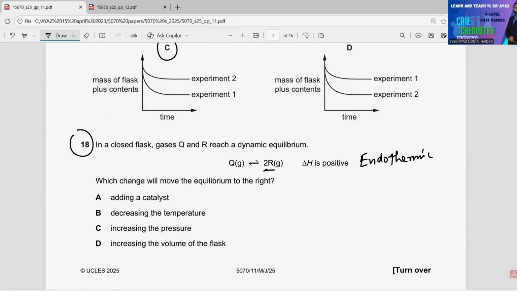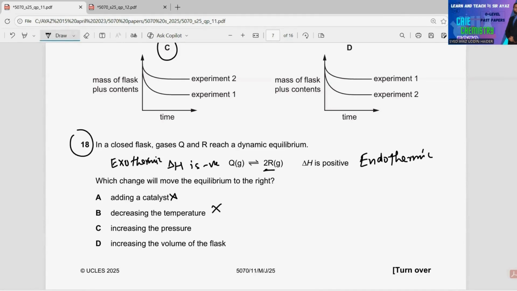A, adding a catalyst. Catalyst only increases the rate of reaction, so this can't be the right choice. B, decreasing the temperature. If you decrease the temperature, it will shift the equilibrium to the side which favors exothermic. So if the right side is endo, the left must be exo. So here delta H must be negative, which means exothermic. So it will shift to the left hand side, not the right hand side. This is also incorrect.